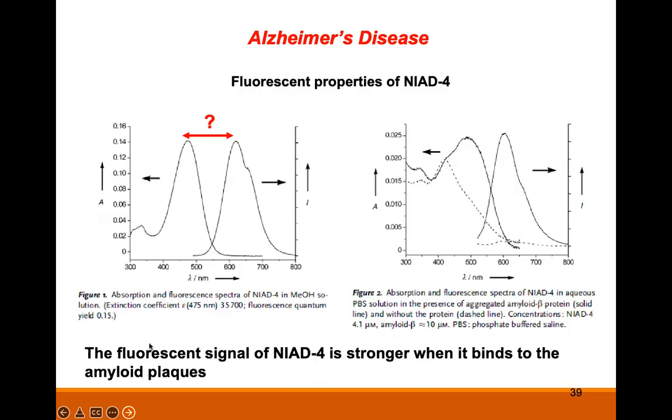So the compound is fluorescent, and it seems that it works. And this is an example: the fluorescence signal of NIAD4 is stronger when it binds to the amyloid plaques. So you can see this is when they started to study the compound NIAD4, and this is when they studied the NIAD4 interaction with the amyloid protein.